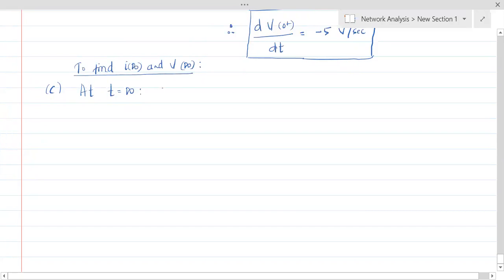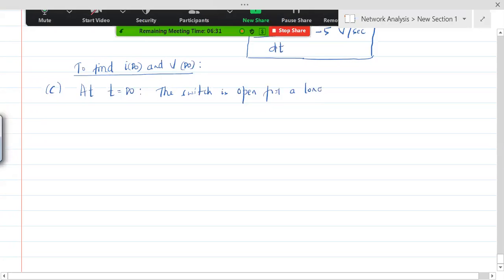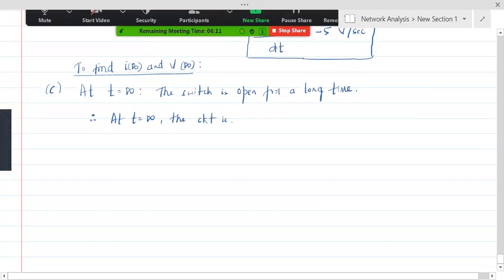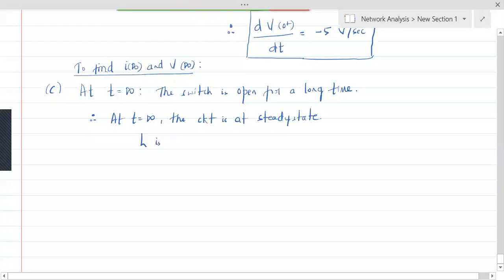What's happening at t equal to infinity? The switch is open for a long time. Therefore, at t equal to infinity, since the switch is open for a long time, the circuit is at steady state. And at steady state, what's happening with L and C? L is replaced by a short circuit and C is replaced by an open circuit. So everybody now write the circuit at t equal to infinity when the circuit is at steady state.